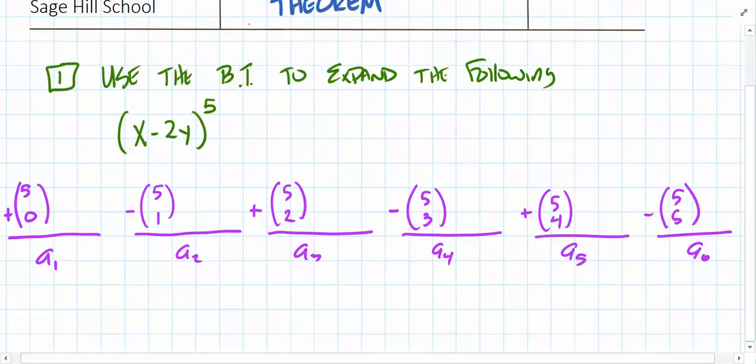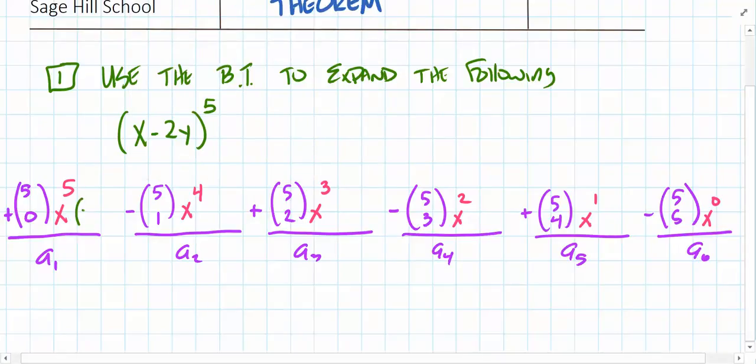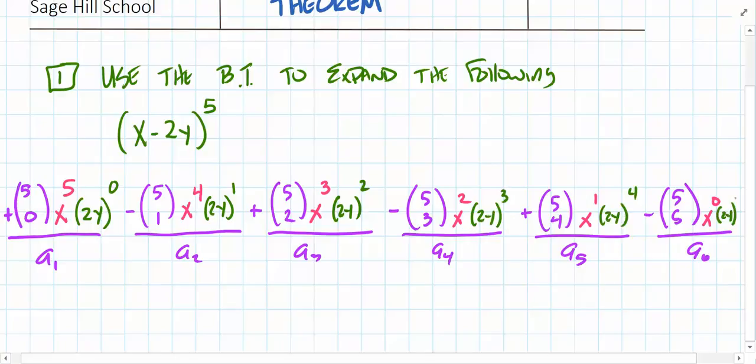After we have our choose down there, we take our x variable and we raise that to a power of 5, x to the 5th, x to the 4th, x to the 3rd, x squared, x to the 1st, and then finally x to the 0. And then we take our second term, which in this case is 2y, and we raise that to the 0 power, and then finally 2y to the 1st, 2y to the 2nd, 2y to the 3rd, 2y to the 4th, and then 2y, of course, to the 5th.